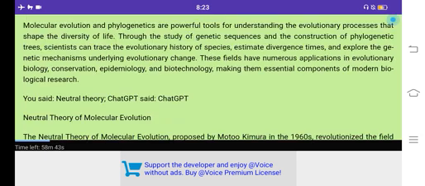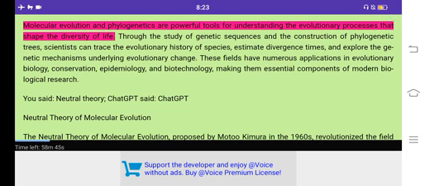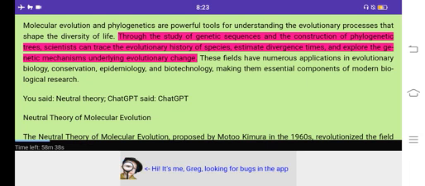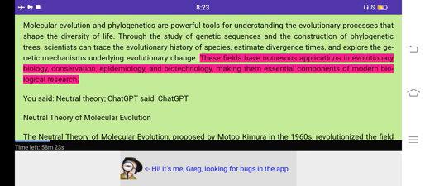Summary. Molecular evolution and phylogenetics are powerful tools for understanding the evolutionary processes that shape the diversity of life. Through the study of genetic sequences and the construction of phylogenetic trees, scientists can trace the evolutionary history of species, estimate divergence times, and explore the genetic mechanisms underlying evolutionary change. These fields have numerous applications in evolutionary biology, conservation, epidemiology, and biotechnology, making them essential components of modern biological research.